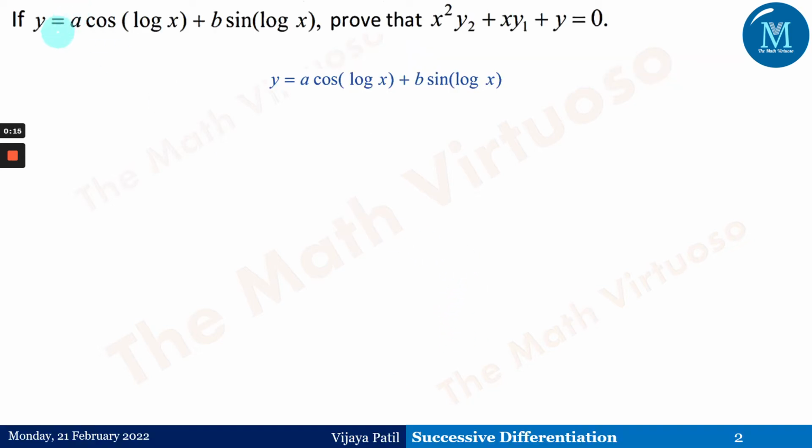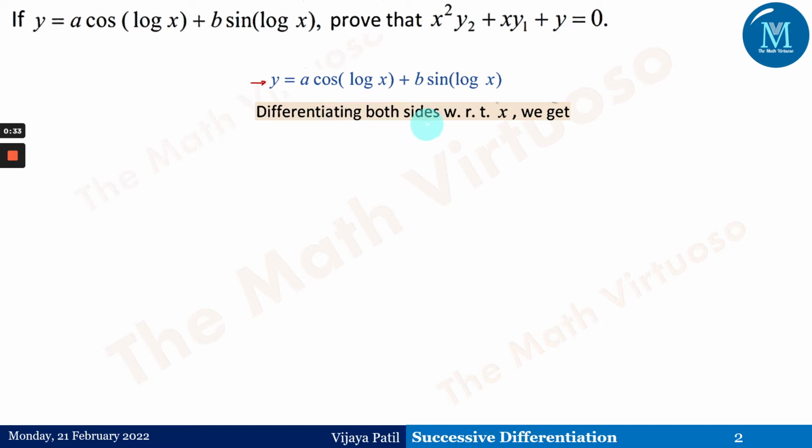Now first, if y is equal to a times cos of log of x plus b times sine of log of x, then prove that x squared y2 plus x times y1 plus y is equal to 0. This function has been given to us as y is equal to a times cos of log of x plus b times sine of log of x.